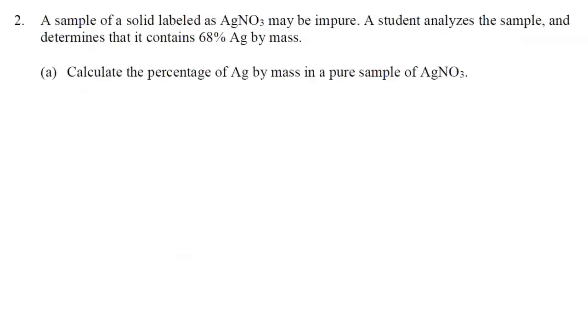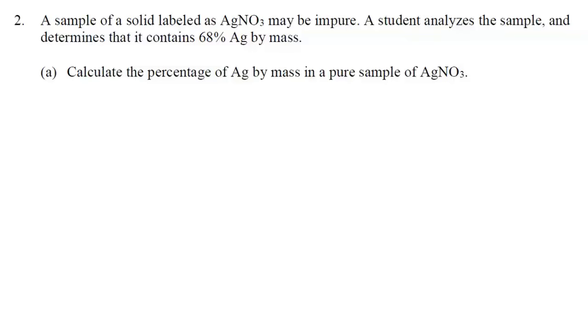Okay, let's take a look at number 2. A sample of solid labeled as AgNO3, which is called silver nitrate, may be impure. A student analyzes the sample and determines that it contains 68% silver by mass. So earlier in this video, I had talked about one of the essential knowledge statements for topic 1.4, which is that elemental analysis can be used to determine the purity of a sample. So we don't know for sure if this sample of AgNO3 is pure or contains some other substance that would make it a mixture.